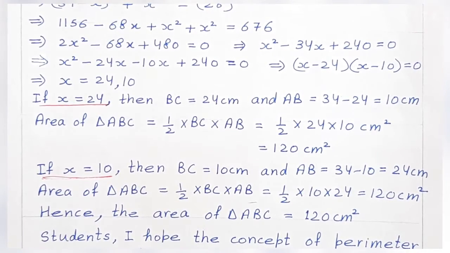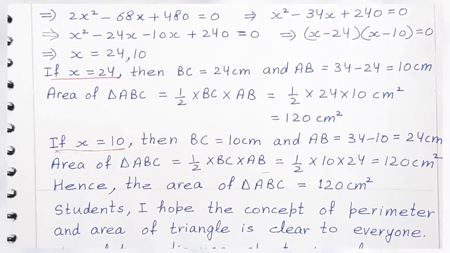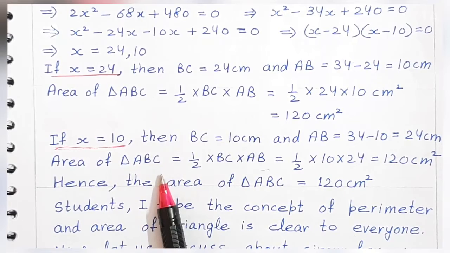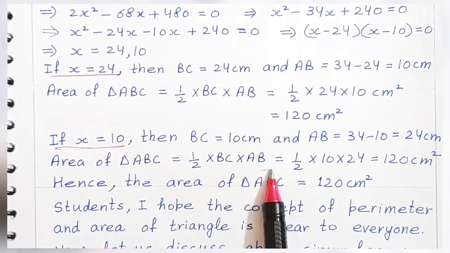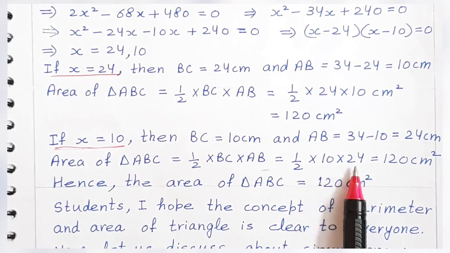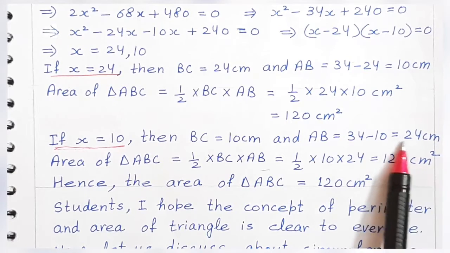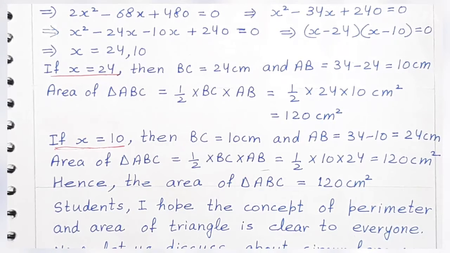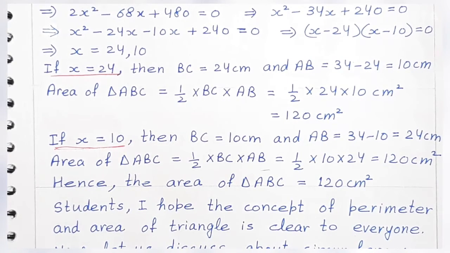Is it clear to everyone? Now, the area of the triangle. Area of triangle is what? Half into base into height. So that is half into 10 into 24. That is 120 centimeter square. Clear? Now students, I hope the concept of perimeter and area of triangle is clear to everyone.